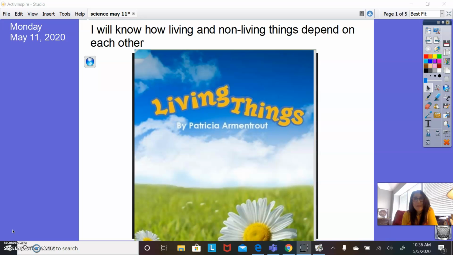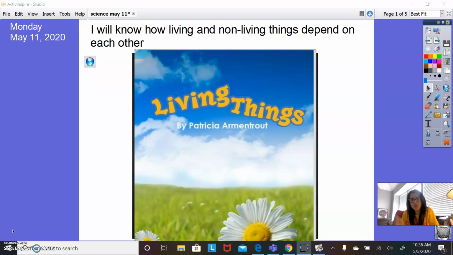Today is Monday, May 11th, 2020, and today we're going to think about and learn about living and non-living things and how they depend on each other. Last week, we used this really big word called interdependency, remember? And that word means how living and non-living things depend on each other to survive.